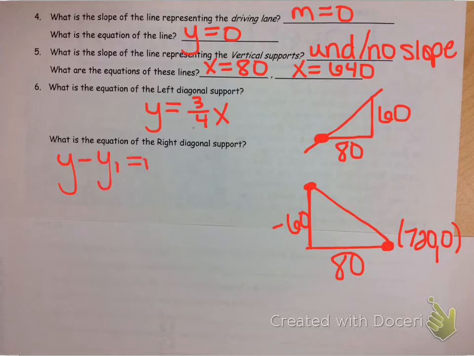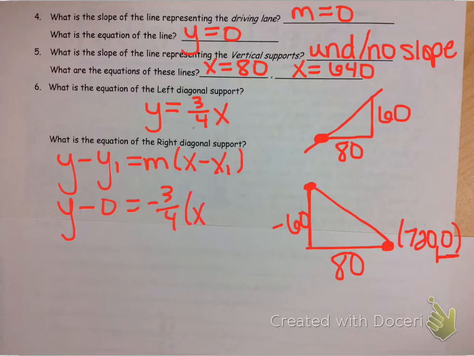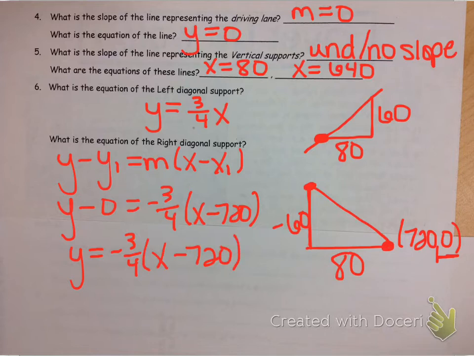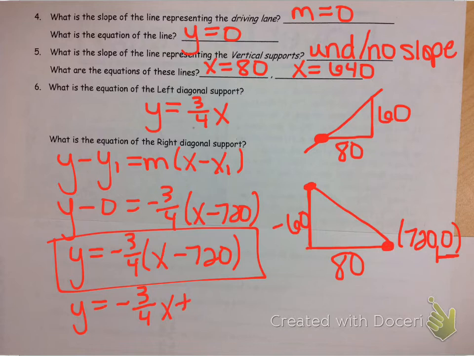So when you start out in point-slope form, and you use this y-coordinate right here, you just have y minus 0, so that part of the equation disappears. The slope is negative 3/4. And so you could just leave your equation y equals negative 3/4 x minus 720, if you wanted to, that'd be perfectly fine. Or if you wanted to, you could go ahead and distribute and convert it into slope-intercept form, and you would have y equals negative 3/4 x plus 540. Either one of them would be fine.